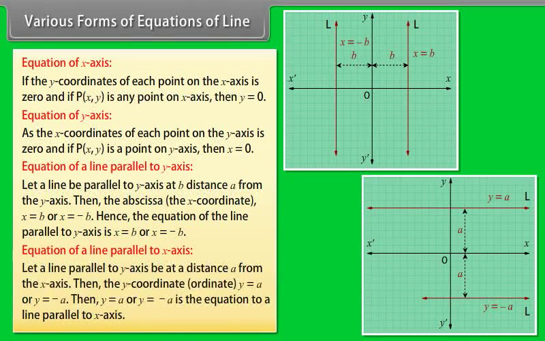Equation of a line parallel to x-axis. Let a line parallel to the x-axis be at a distance a from the x-axis. Then the y-coordinate, the ordinate, y is equal to a or y is equal to minus a. Then y is equal to a or y is equal to minus a is the equation of a line parallel to the x-axis.